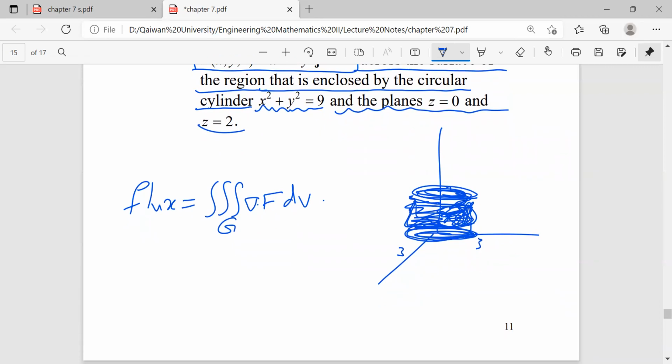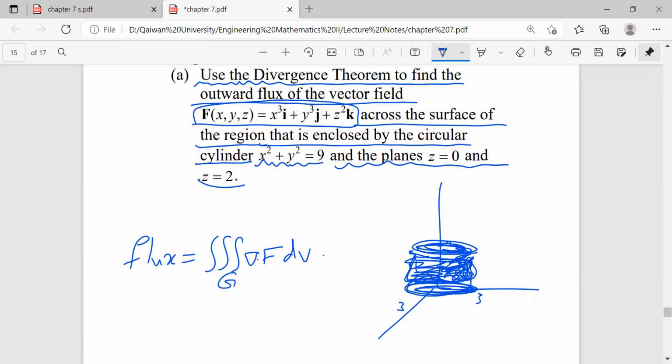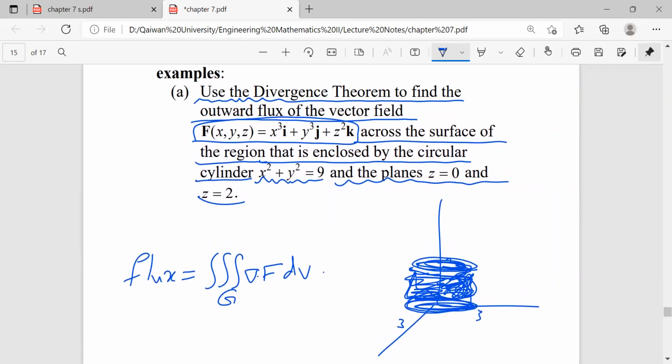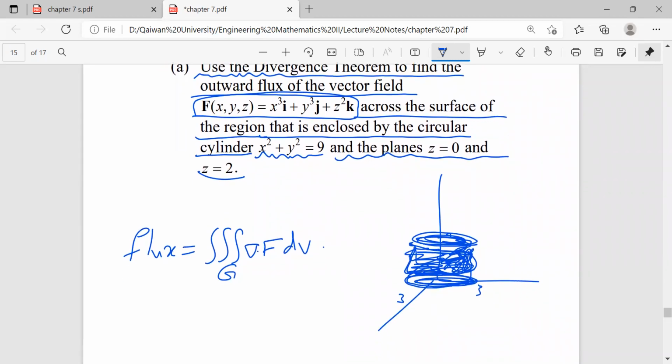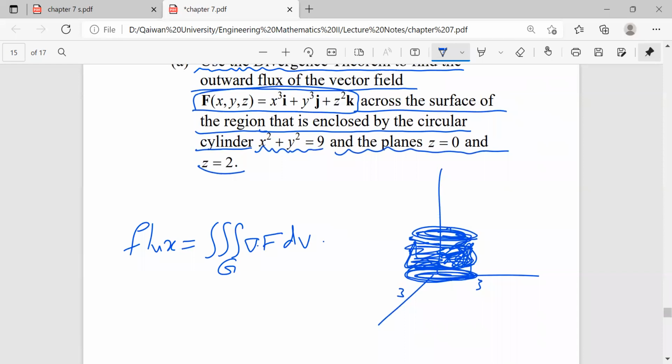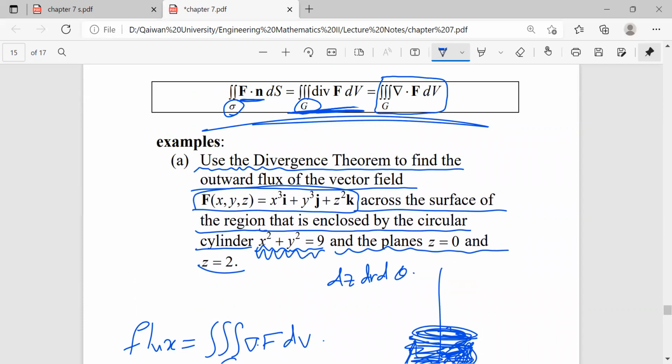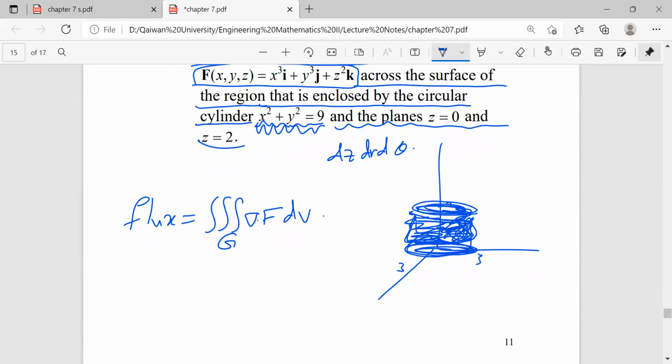To find the limits for the triple integration, z is from 0 to 2. We must convert this to cylindrical form. In cylindrical form, we have dz, dr, d theta, so we must have r and theta. What's the radius of this cylinder? It's 3, because x squared plus y squared equals 9. So r belongs to 0 to 3.